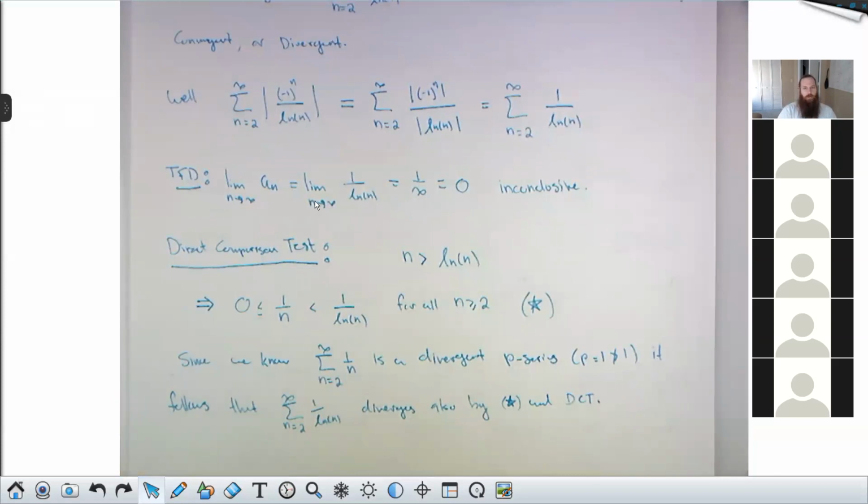Right, so the terms of this series are larger than the terms of this series. So this guy is bigger than this guy. And if you are bigger than something which is divergent, you must yourself be divergent.